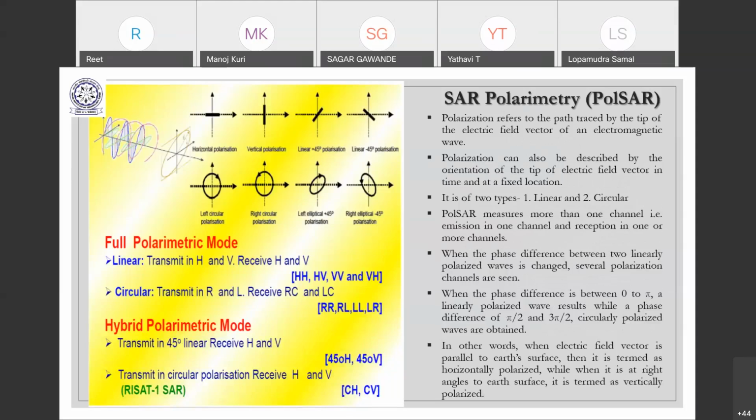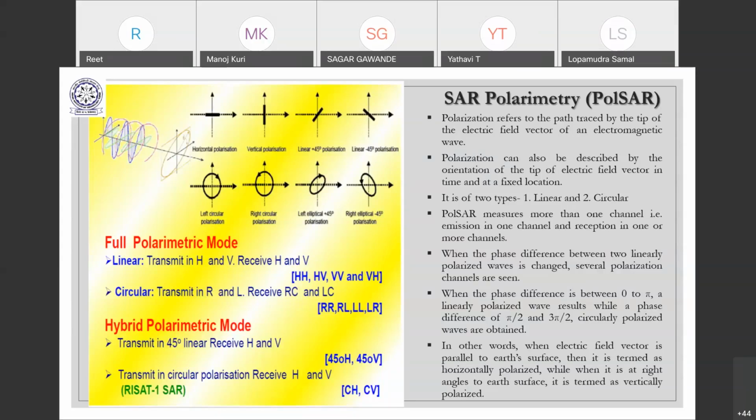Now coming to the polarimetric data, here in the figure, there are two types of polarization which we can usually find in the radar, that is HH and VV polarization. Then there are cross polarizations HV and VH. What does that mean? HH polarization means the radar is sending the signal in horizontal polarization and receiving the signal in horizontal polarization. And HV data means the radar is sending the microwave signal in horizontal but receiving in vertical polarization. And similarly for VV and VH.